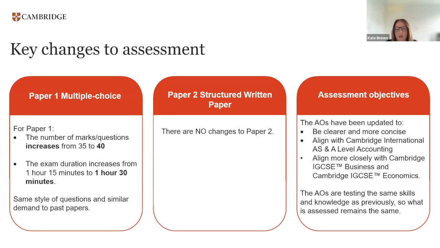In AO2, we've included the words calculate and interpret because this is what candidates are currently actually doing. We just didn't make that explicit in the previous syllabus. And in AO3, we have removed the word reason, so it just says draw conclusions rather than saying draw reasoned conclusions. But essentially, what is important is that what is being assessed remains the same.